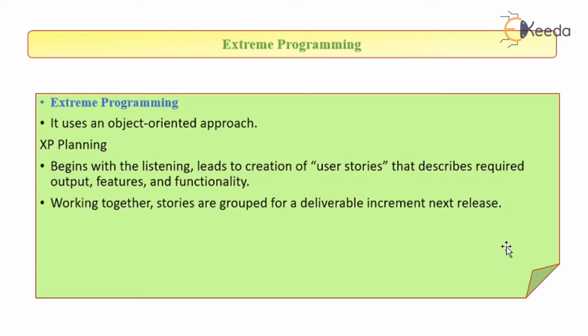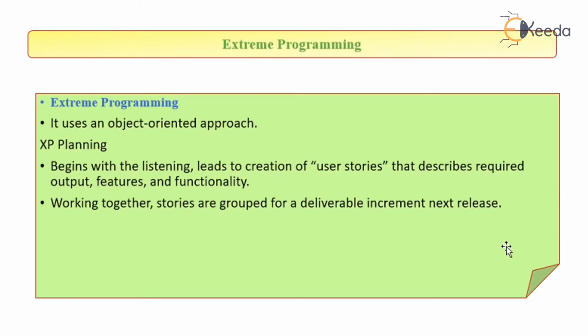It has got five phases, beginning with extreme planning, where there is a listening between the customer and the developer, which leads to creation of user stories that describe the required output, features, and functionality. That means this is a phase where discussion takes place and the user scenarios are jotted down: how the system will work, what will be the output of the system, what functionality is desired, and what features the product will be carrying are listed out.